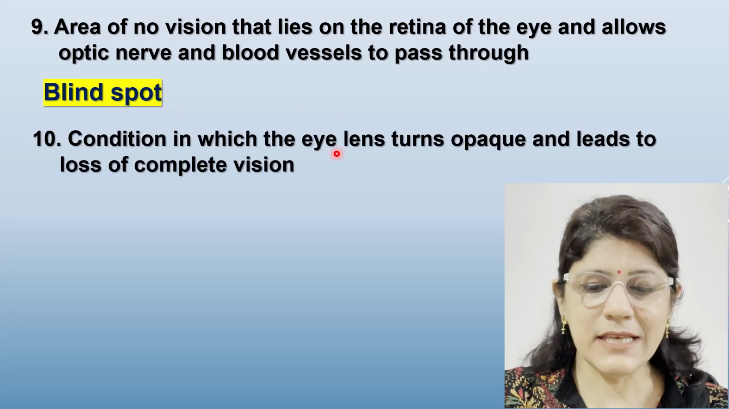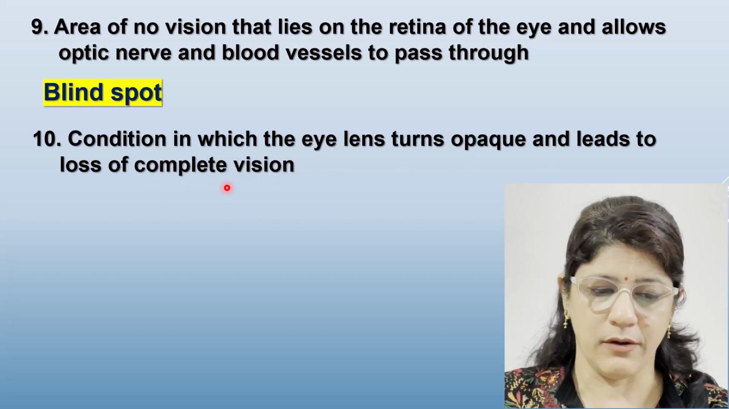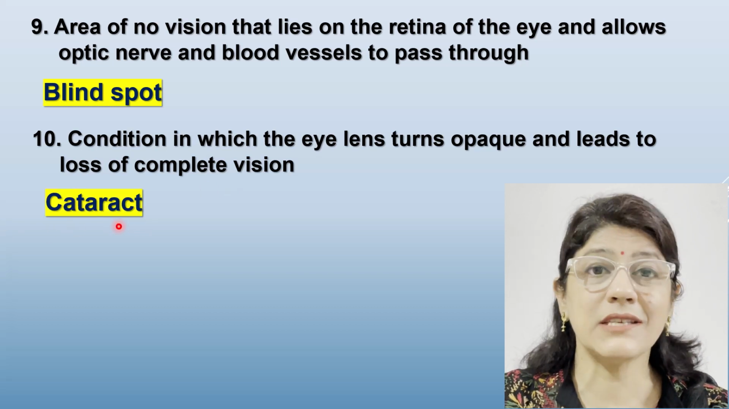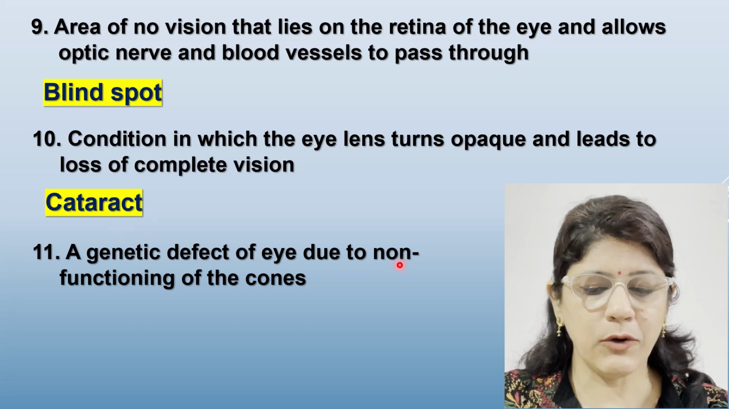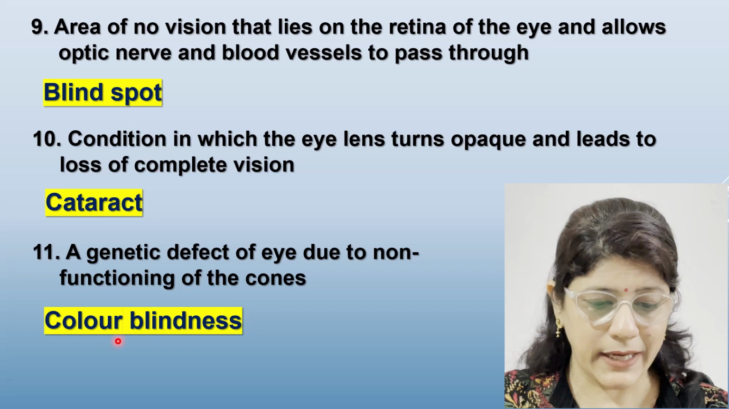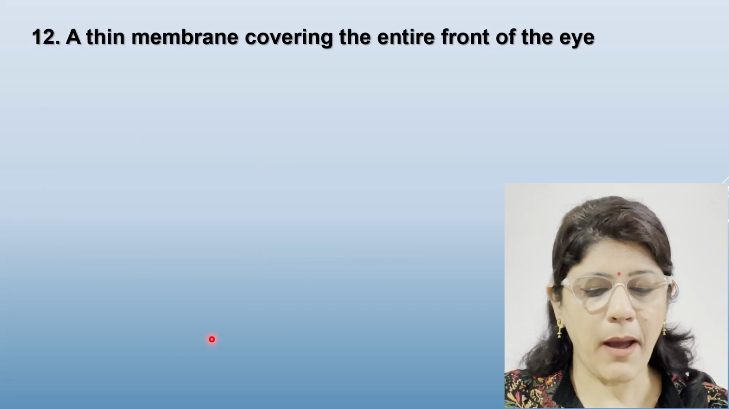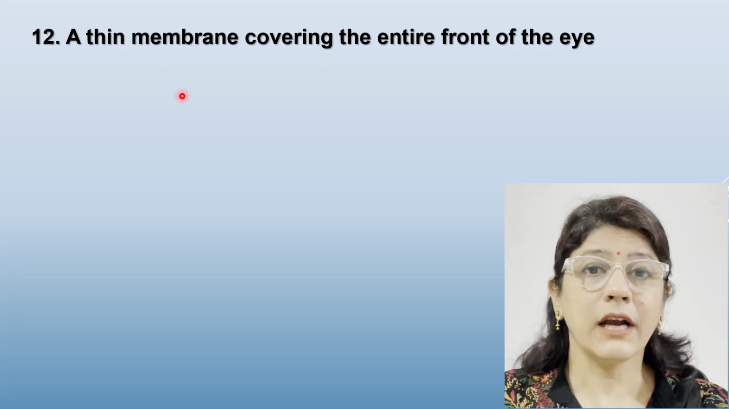Condition in which the eye lens turns opaque and leads to loss of complete vision. This condition, or you can say eye defect, is cataract. A genetic defect of the eye due to non-functioning of the cones. This is color blindness. A thin membrane covering the entire front part of the eye is conjunctiva.